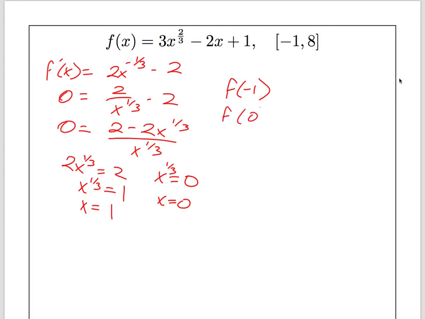So I need f of negative 1. I need f of 0. I need f of 1. And I need f of 8. What happens if one of your critical points is not in your interval? Ignore it. Yeah, you ignore it.